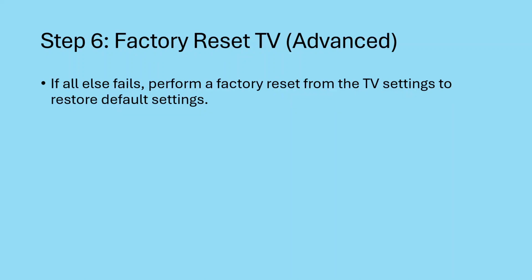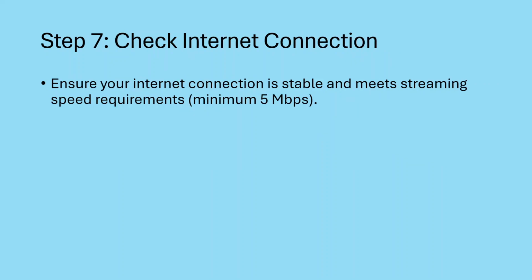Step 6. Factory reset your TV. If all else fails, perform a factory reset from the TV settings to restore default settings. Step 7. Check your internet connection. Ensure your internet connection is stable and meets streaming speed requirements. This is a minimum of 5 megabytes per second.